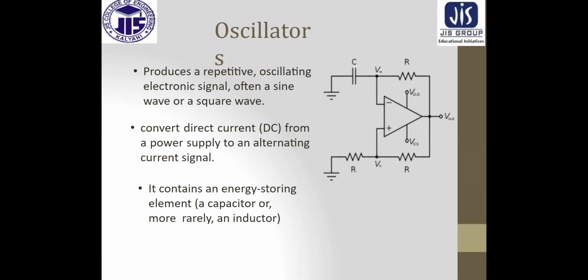The next one is oscillator. It produces a repetitive oscillating electronic signal, often a sine wave or a square wave. It converts direct current from a power supply to an alternating current signal. It contains an energy storing element, a capacitor, or more rarely an inductor.